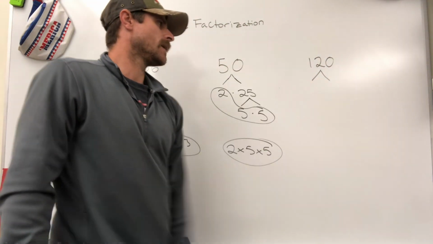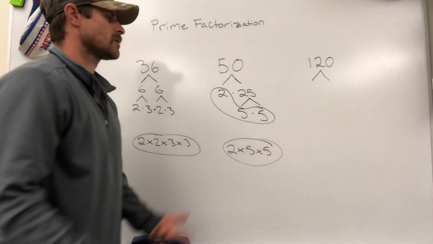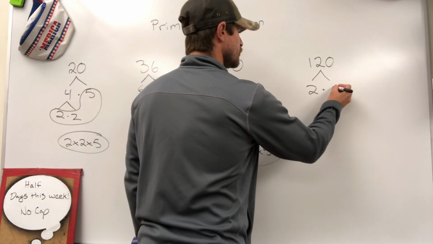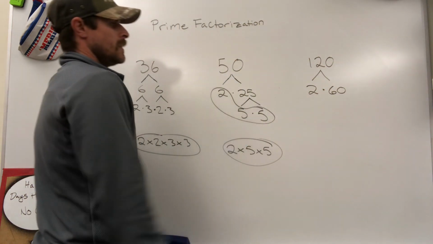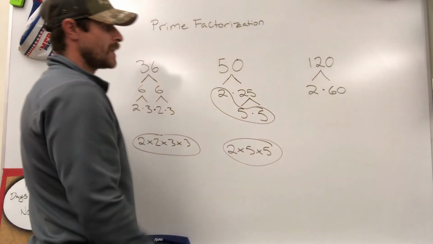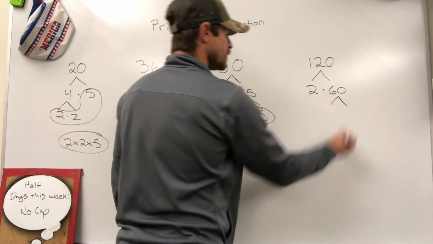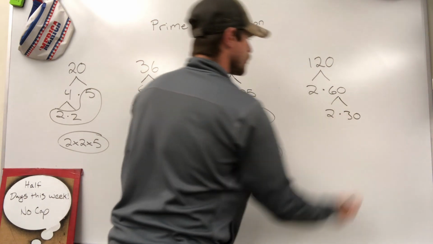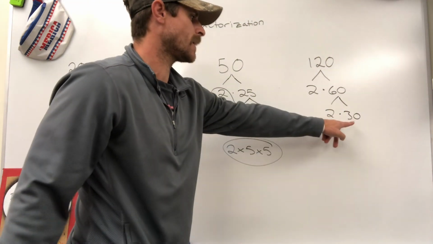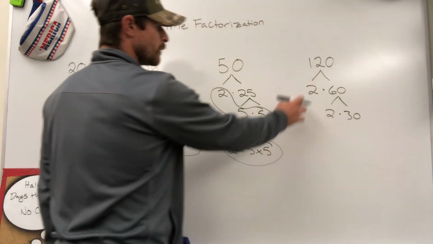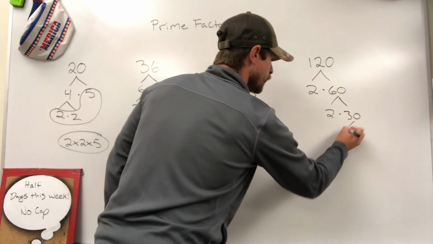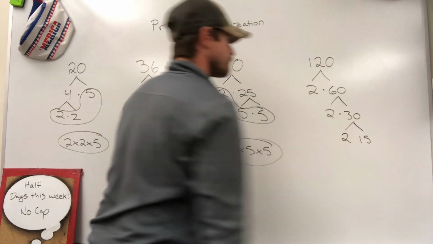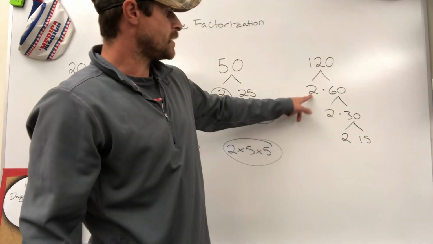And let's end it with a bigger value of 120. So we're going to ask ourselves, what are 2 numbers that multiply together to make 120? I'm going to say 2 times 60. 2 is a prime number, so I'm going to save that for my solution. 60 can be split up, however, into a 2 times a 30. 30 is not a prime number, so I've got to continue this factor tree down. But right now I've got 2 2's. 30 can be split up into a 2 times a 15. Now I've got 3 2's.